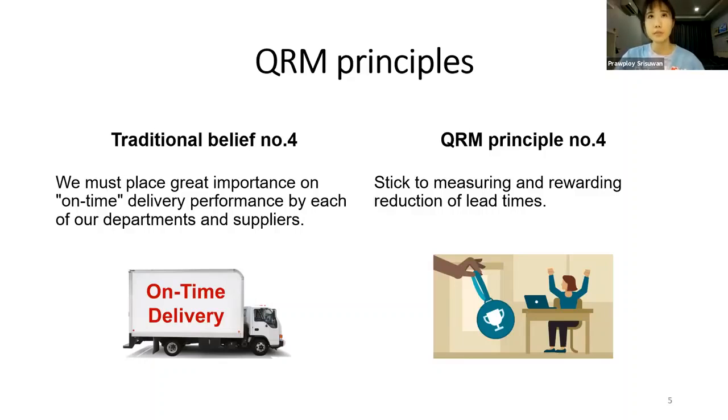I will give you an example. The QRM principle says that we should stick to measuring and rewarding the reduction of lead times. So what if we set the goal that we will reduce lead time every quarter by 10%? Let's say the original one was 10 hours. The next quarter will be 9, then 8.1 hours, and so on.